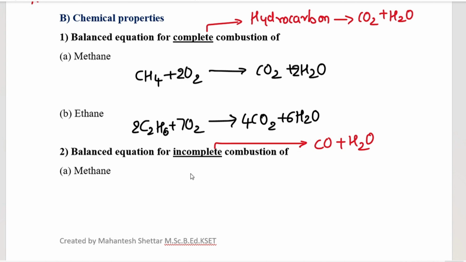Next, for incomplete combustion, CH4 plus O2 yields CO plus H2O. Again, 4 hydrogens here, so write 2. Oxygen 2 here, so this is 2. That's it, right?